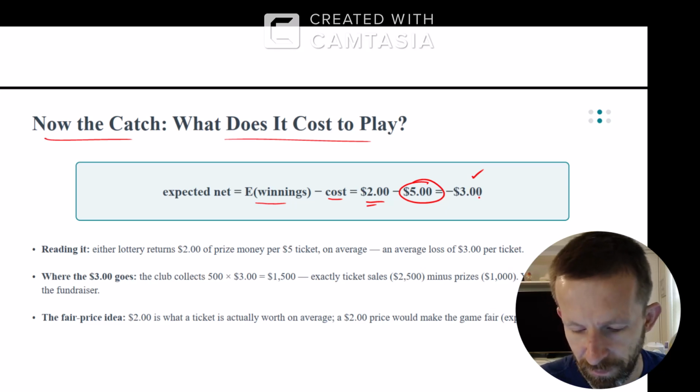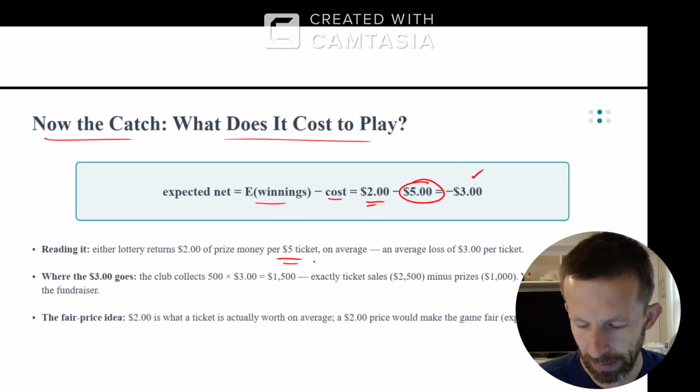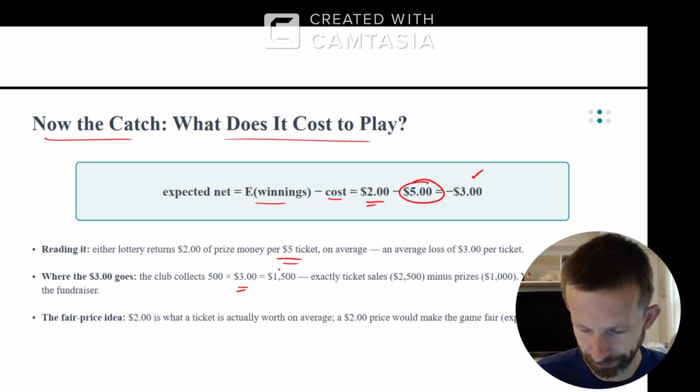But if you have a club and it's doing a raffle, then they're basically collecting $3 to raise funds for whatever, summer camp.